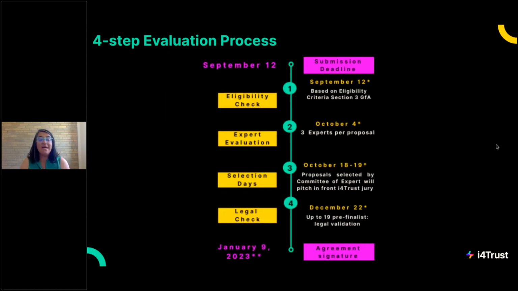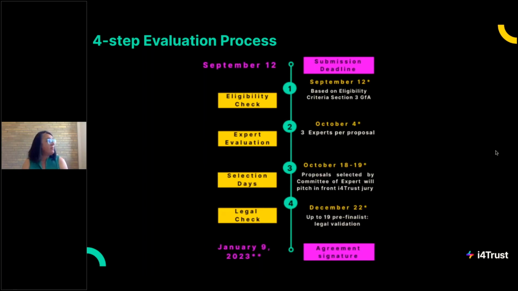What happens once the open call is closed? We will start the evaluation process. The evaluation process is defined in 4 main steps. Right after the open call deadline, we run an automatic eligibility check, and these eligibility criteria are in section 3 of the Guide for Applicants. The eligible experiments pass to the next step of the evaluation process that we call the expert evaluation.